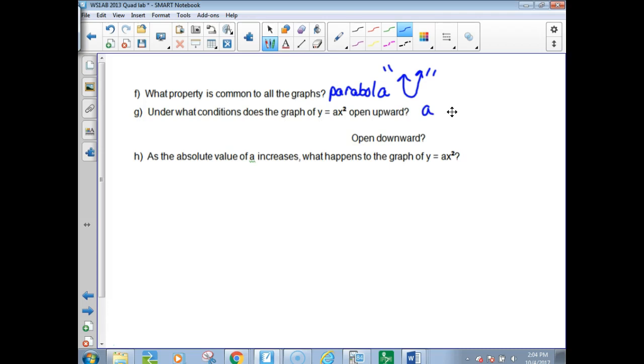Under what conditions does the graph open upward? That was when the A value was positive, bigger than 0. And when it opened downward, A was negative, so less than 0. And as for the absolute value, don't pay attention to the fact that A might be negative. As the absolute value of A increases, the graph gets skinnier or narrower. And what's happening is Y grows faster. So the Y values get bigger faster is what I mean by that.